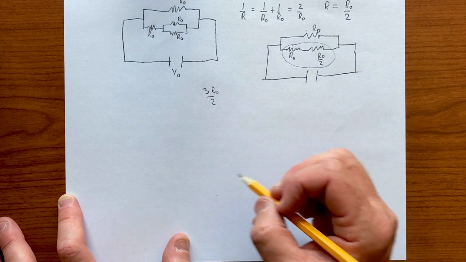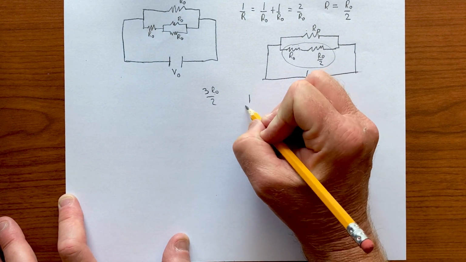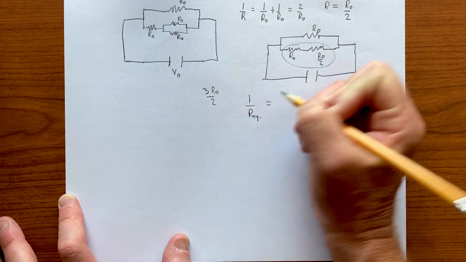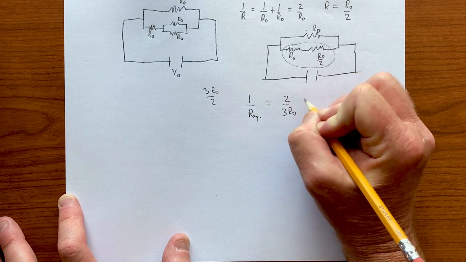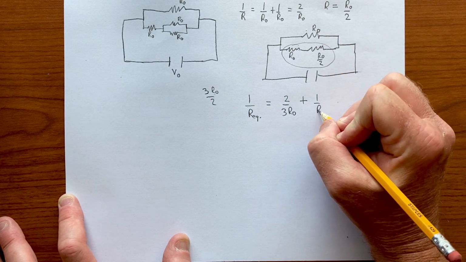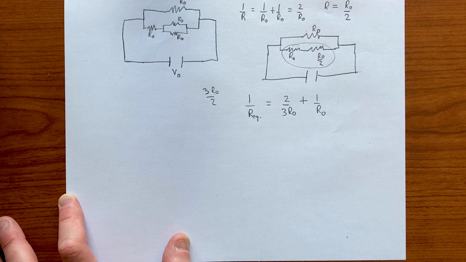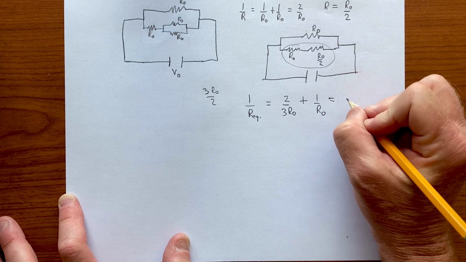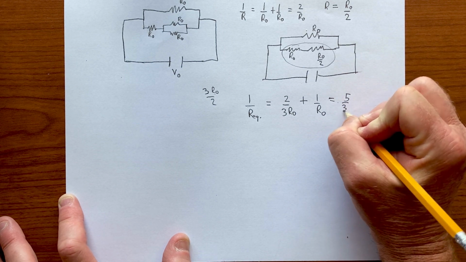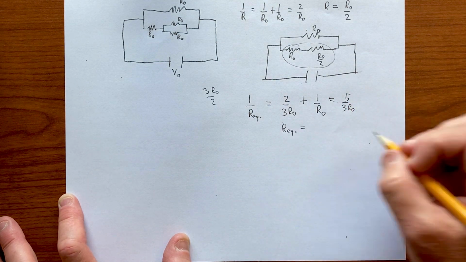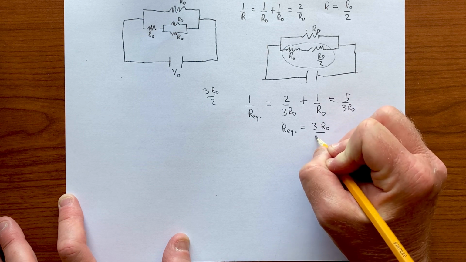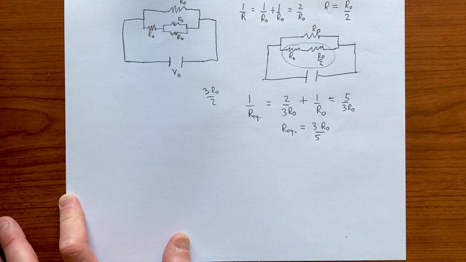So we have an overall resistance for the circuit, 1 over R equivalent, which is equal to 1 over this, which is 2 over 3 R naught, plus 1 over this, which looks like that. And that's equal to 5 over 3 R naught. And so we have an equivalent resistance for the circuit, which is the inverse of that, which is 3/5 R naught. And so we can get the current in the circuit.